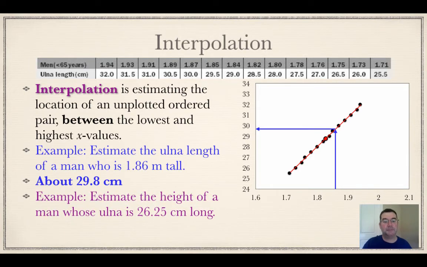Opposite of that, if I were given an ulna length and I wanted to know the height of the man that might have that length of his ulna, let's say his ulna was 26.25, I want to know what his height might be. So I follow 26.25 from the y-axis, follow that across to the graph, and follow that down to the x-axis, so kind of going the opposite direction, and I get about 1.74 meters. That's about how tall he would be.